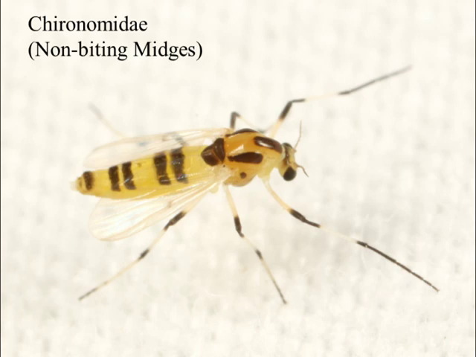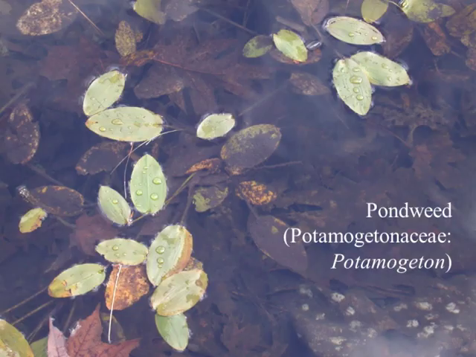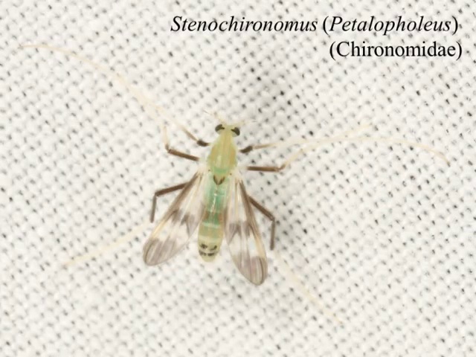There are also a few leaf-mining chironomids, including two species in the genus Cricotopus, which both mine in leaves of pondweeds in the genus Potamogeton. One of them is in floating leaves and one in submerged leaves. And then in Stenochironomus subgenus Pedalofolius, there are, I think, 4 species in the subgenus, and they all mine in dead leaves from trees after they've fallen and become submerged in water.